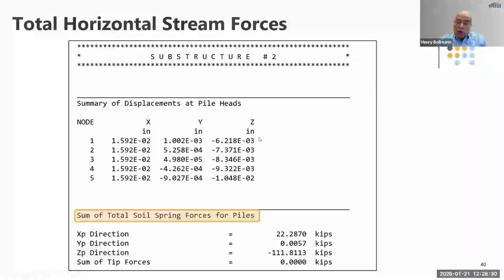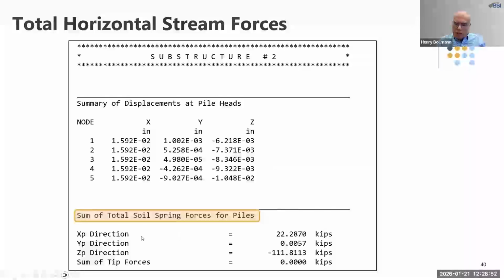A feature I love that I use all the time is looking at the text output file. If I go to the text output file after I've run the program, I can go to a table called sum of total soil spring forces for piles. So at substructure 2, what do we see?